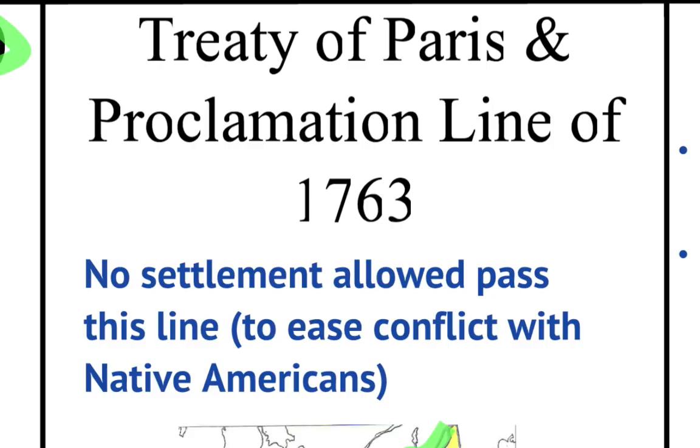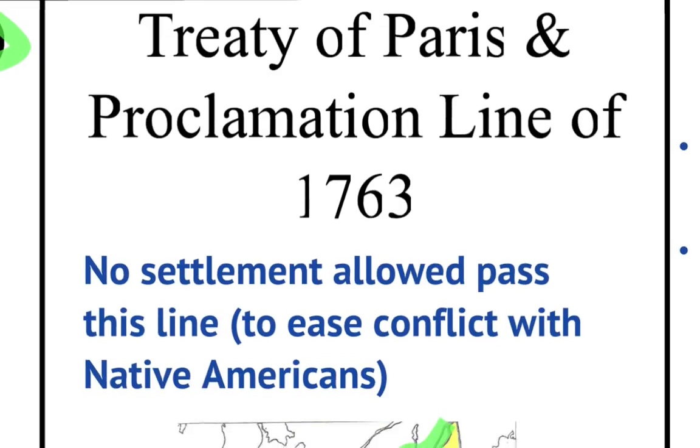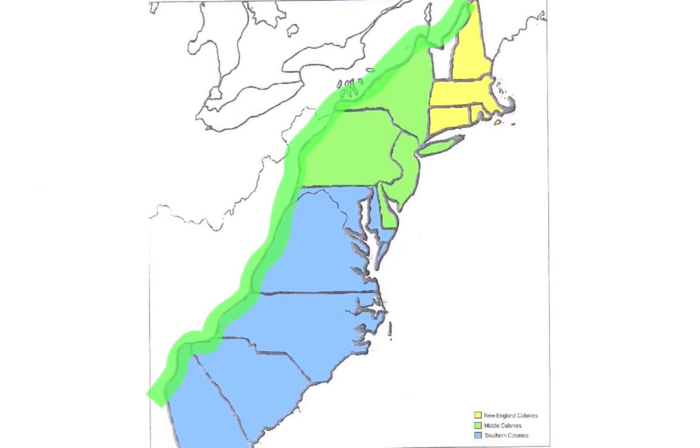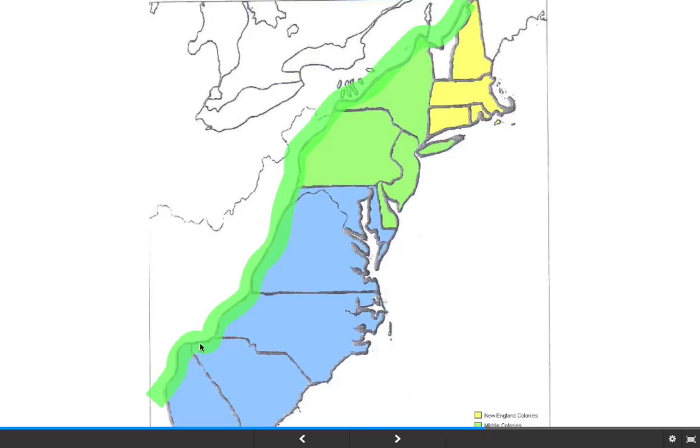The war ends with the Treaty of Paris, and in the Treaty of Paris, part of it is the Proclamation Line of 1763. And this said that there will be no settlement past this line, and the purpose is to ease the conflict with the Native Americans. Now get out your maps with the colonies on them, the one that looks like this, that you color-coded, the regions, and draw this green line right here. This is the Proclamation Line. The idea is that the colonists should not move west.